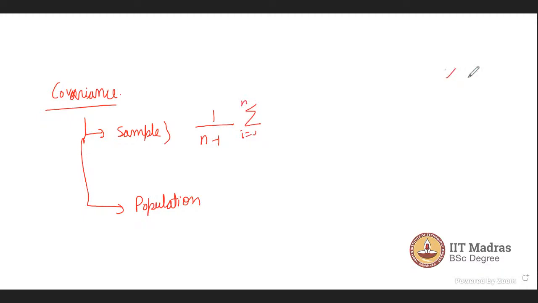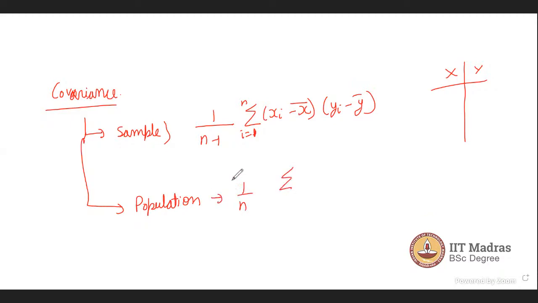Suppose you have data x and y, with n observations in each of them. The sample covariance you find is: you take the deviation of x from its mean, the deviation of y from its mean, and the product of the two. You will get the covariance. For population covariance, you just divide by n. There is only one difference.